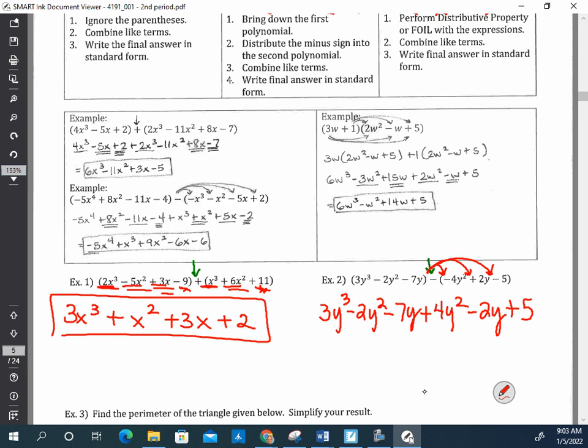So what's a negative times a negative? There's no number behind that minus sign, right? So what's understood to be there? 1. So what's 1 times 4? 4. Negative times negative is positive. 1 times 4 is 4. A negative times a positive is negative. 1 times 2 is 2. A negative times a negative is positive. 1 times 5 is 5.